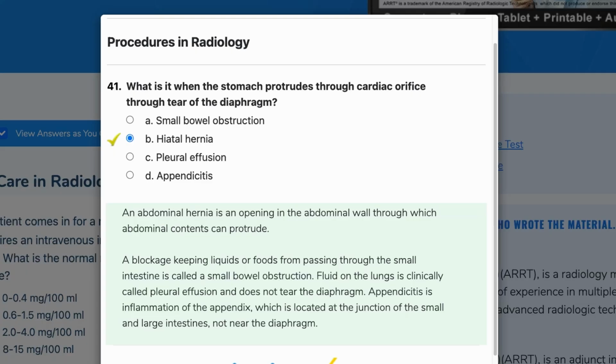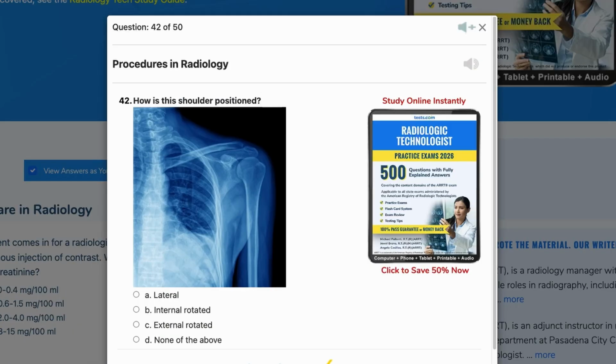A blockage keeping liquids or foods from passing through the small intestine is called a small bowel obstruction. Fluid on the lungs is clinically called pleural effusion and does not tear the diaphragm. Appendicitis is inflammation of the appendix, which is located at the junction of the small and large intestines, not near the diaphragm. Question 42. How is this shoulder positioned?